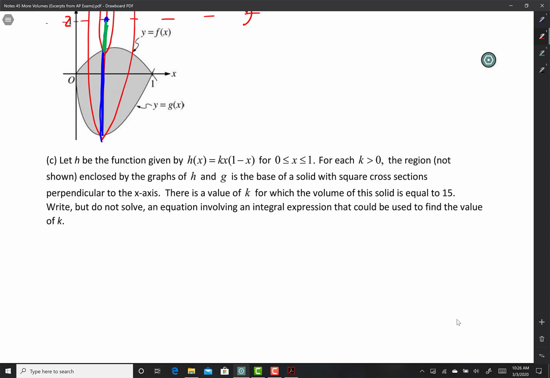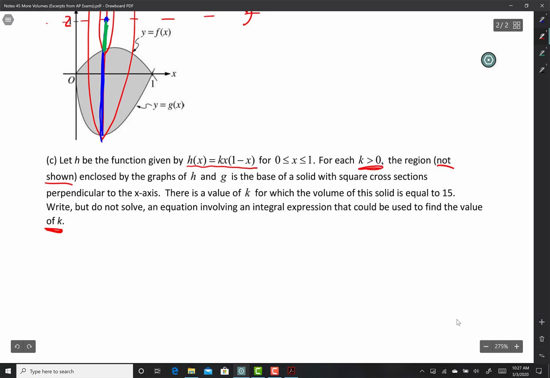Let h be the function given by h of x equals kx(1 minus x) between 0 and 1. For each k greater than 0, the region, not shown, we're going to talk about that right now, enclosed by the graph h and g is the base of the solid with square cross-section, perpendicular to the x-axis. There is a value of k for which the volume of this solid is equal to 15. Write, but do not solve an equation involving an integral expression that can be used to find the value of k. Okay. You actually know how this graph looks.